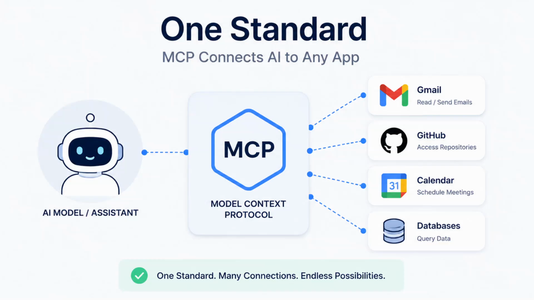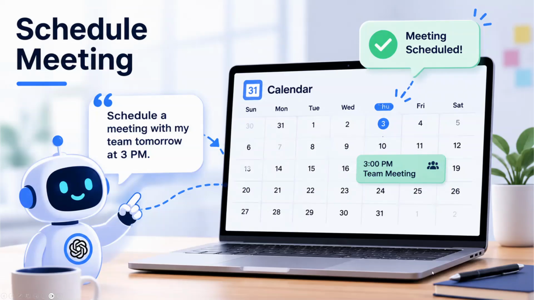So how does it work? Let's understand this with a simple example. Suppose you want an AI assistant to access Gmail, GitHub, and your calendar. Without MCP, developers would need to write separate code for each of these services, right? But with MCP, the applications expose their capabilities in a standard format. The AI can then discover what tools are available and how to use them when needed. In simple words, MCP acts like a translator between AI models and applications. It helps them speak the same language.